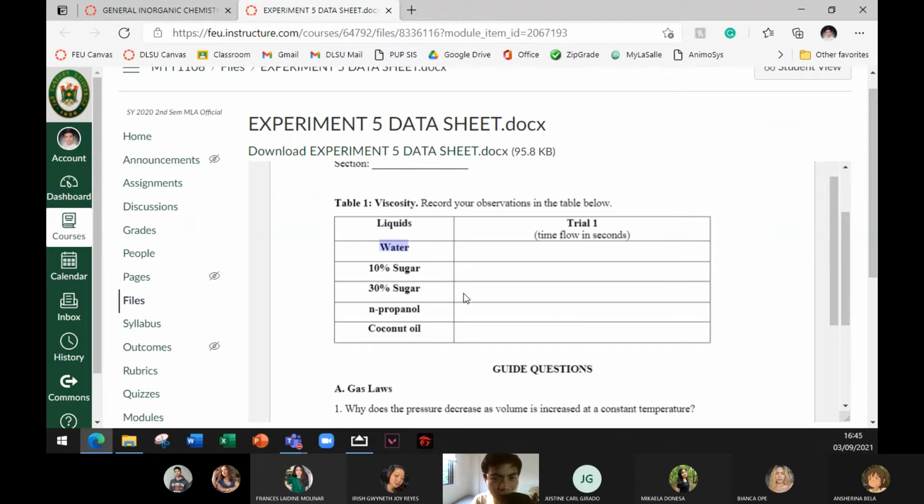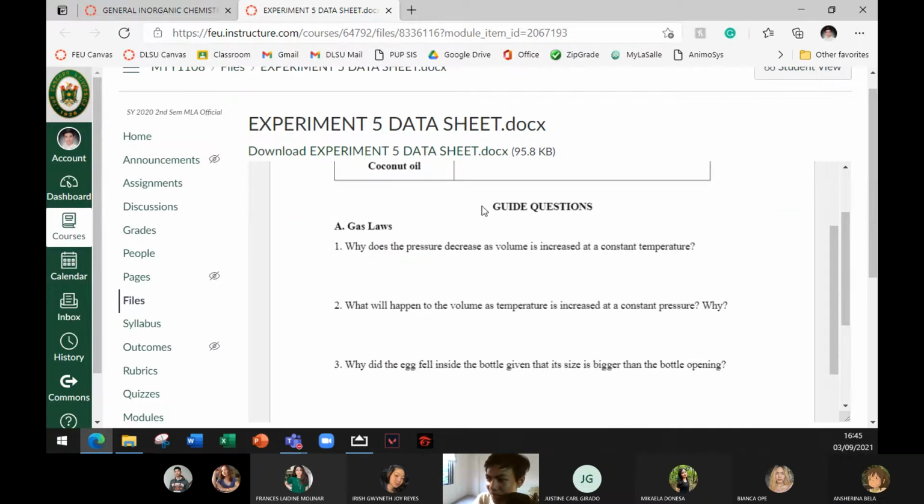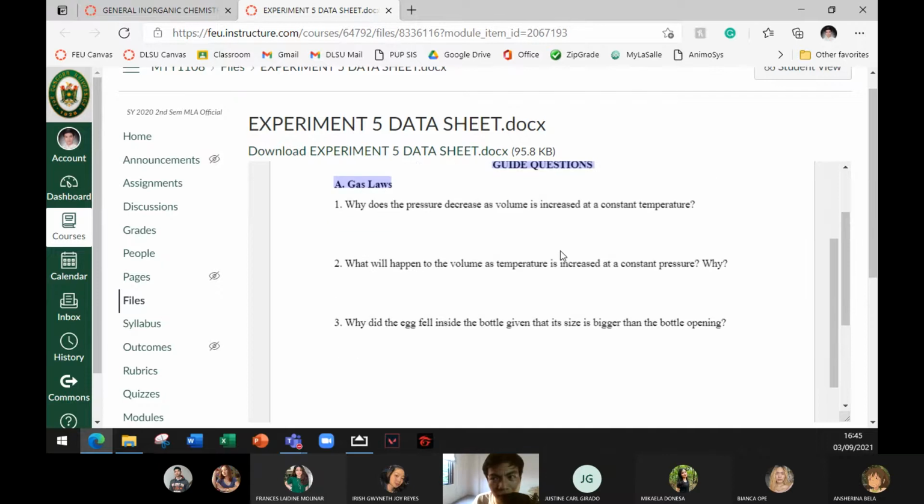Yung viscosity, yun yung lapot. Di-discuss natin later. So, for this part, leave this blank. Okay? Wala kayong ilalagay dito. Ang sasagutan nyo lang bale ay yung guide questions ulit.